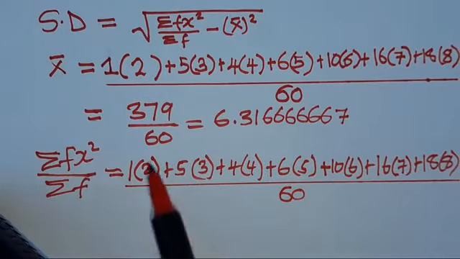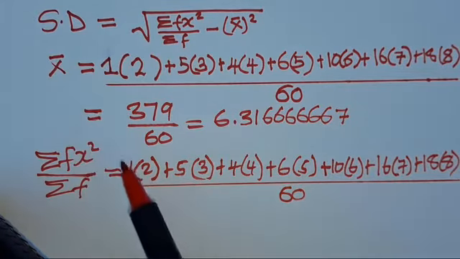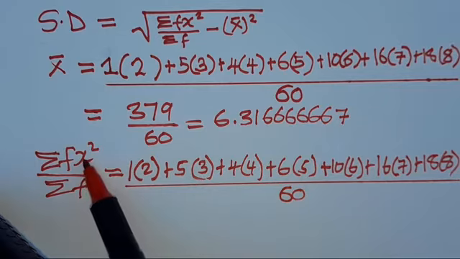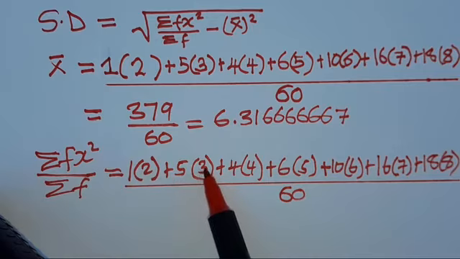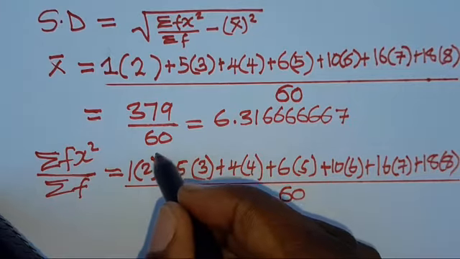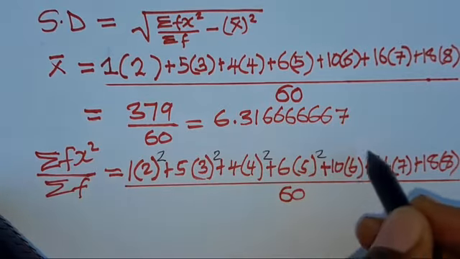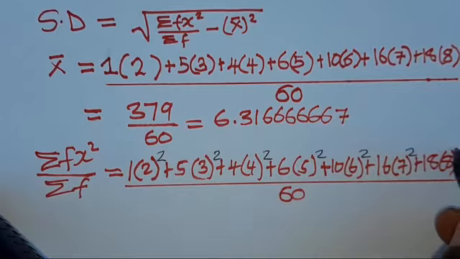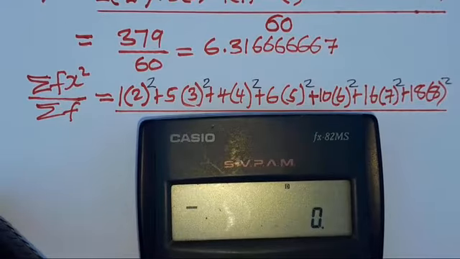Now, when you look at this and this, they are different. Here we have x squared. So what we are going to do is square the number of fruits. So here squared, squared, squared, squared, squared, squared, squared, like that. Again, you bring in your calculator and punch everything that is on top there on the calculator.